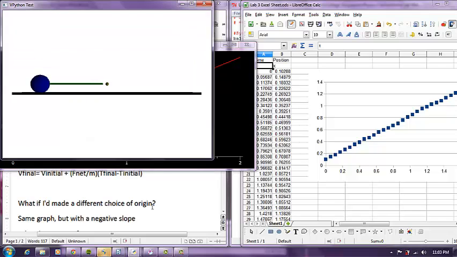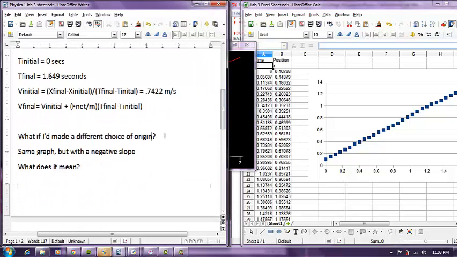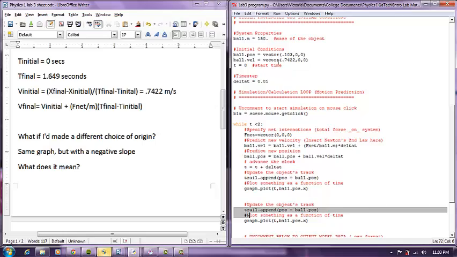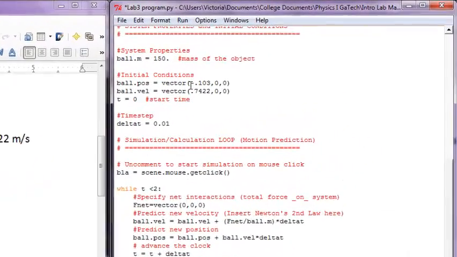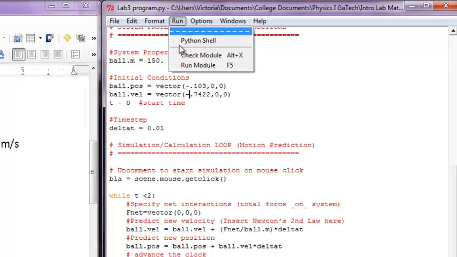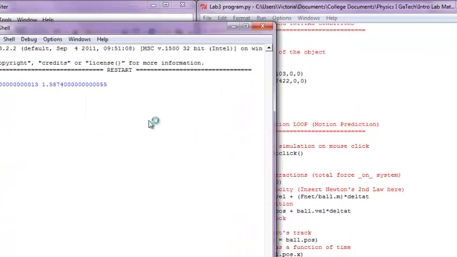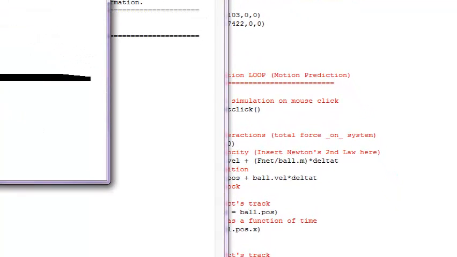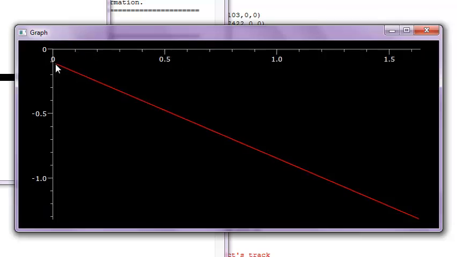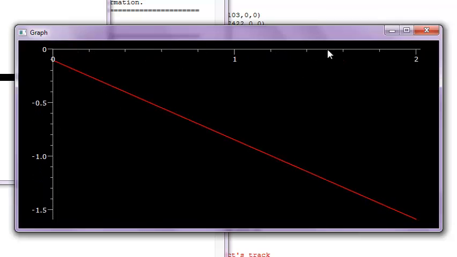But now the question is, what if I'd made a different choice of origin? Well, if I made a different choice of origin, see here, so if I had made these negative, so that everything was going along the negative x-axis, it would be the same graph, but what would happen is that we'd have a negative slope. So let's see here, because it'd be going, there we go, see? So there's our negative linear relationship.